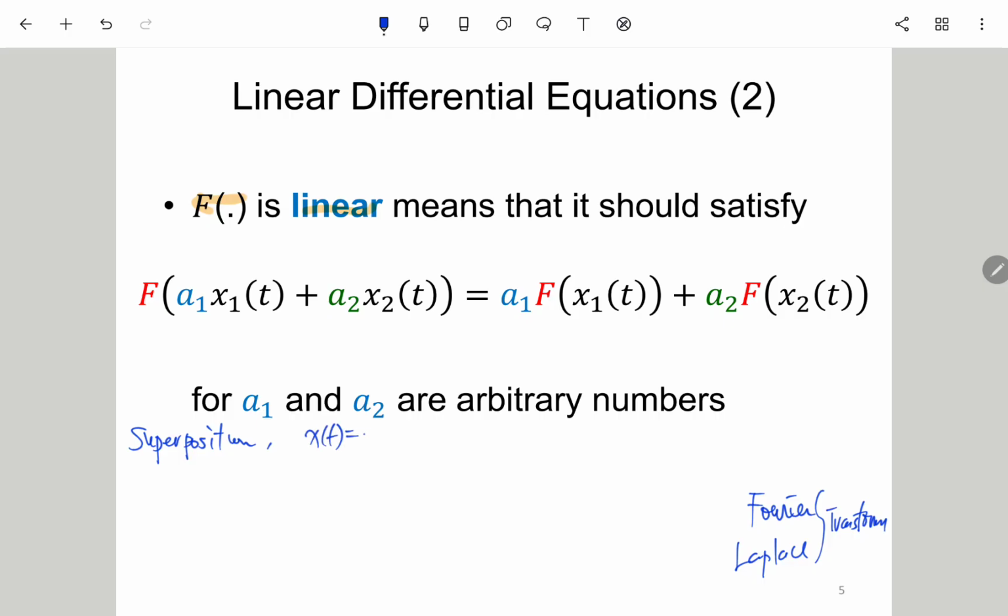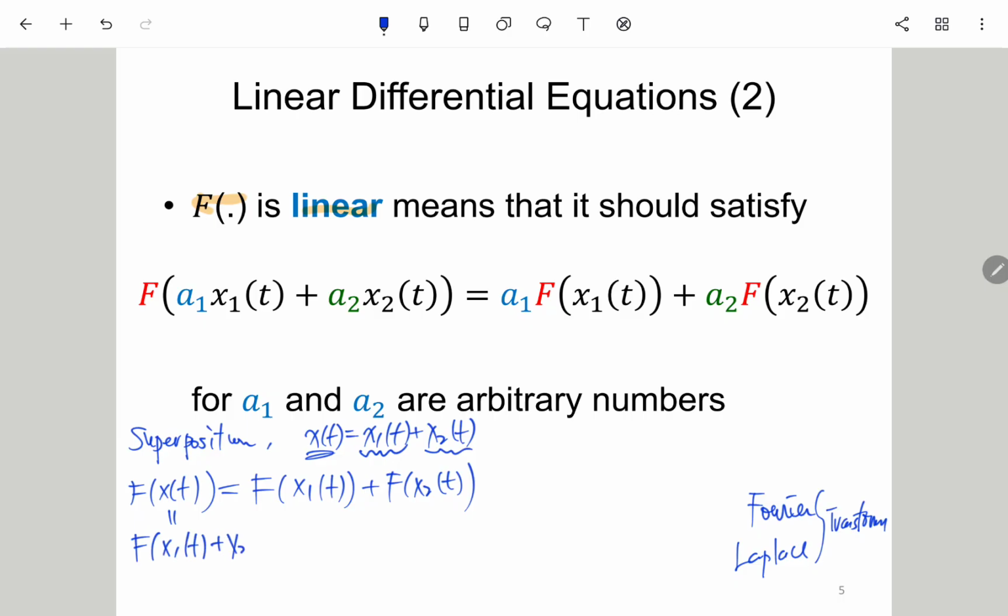x of t to be x1 of t plus x2 of t, something like this. So we have two functions added together. If f of x of t is equal to f of x1 of t plus f of x2 of t, it means that we can exchange the order, so this could be f of x1 of t plus x2 of t.